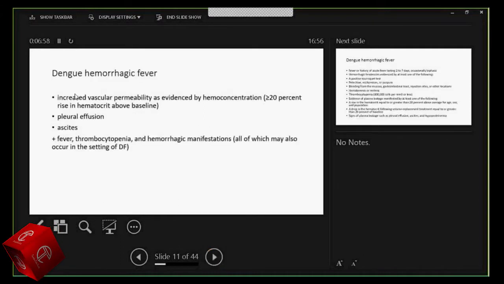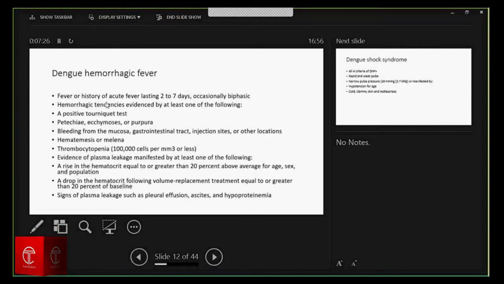In dengue hemorrhagic fever, they'll have increased vascular permeability. So the hemoconcentration would be more than 20%. If a patient has a HCT more than 20% above the baseline, you need to suspect dengue. They can have other complications from the plasma leakage like pleural effusion, ascites, and they can have fever, low platelet count, and hemorrhagic manifestations.